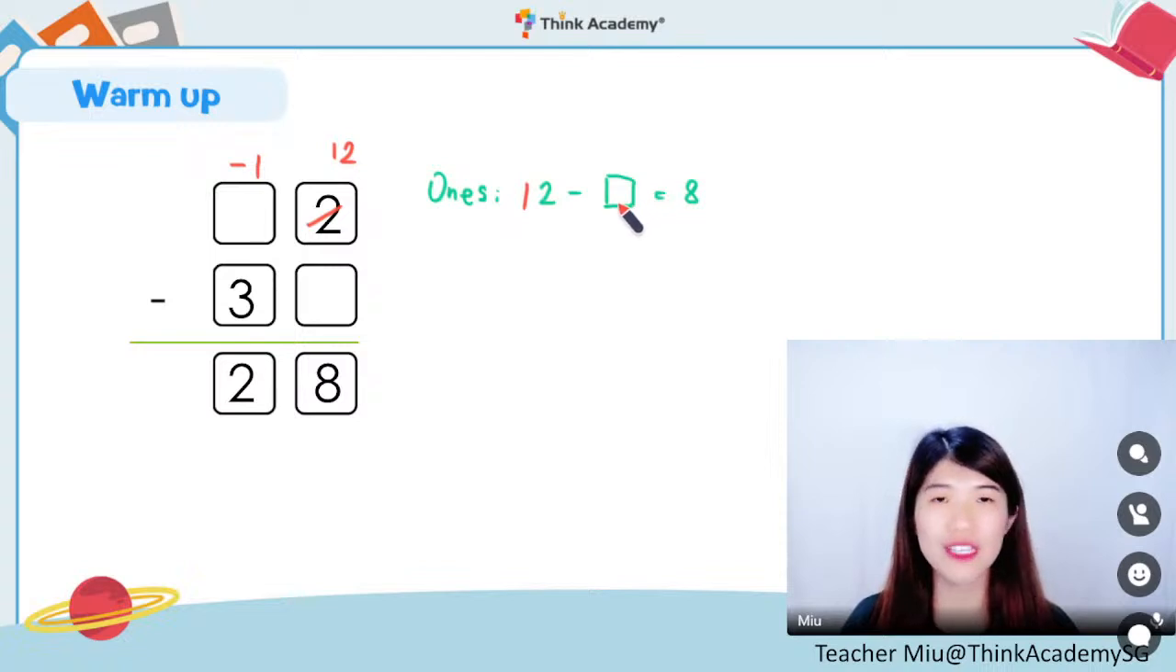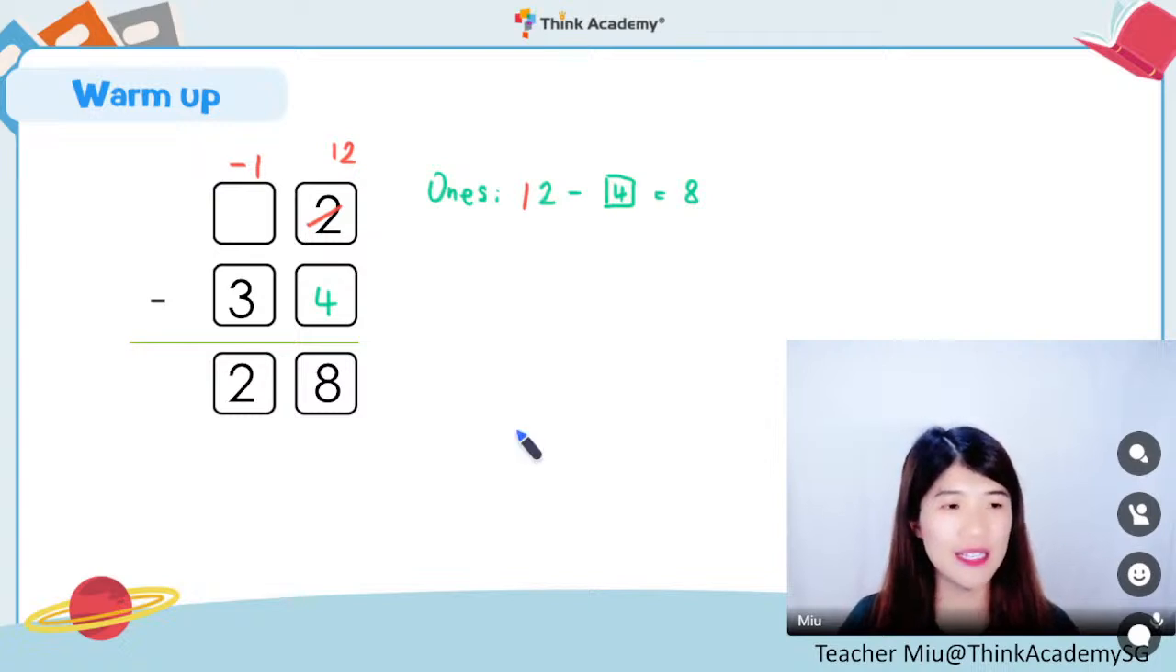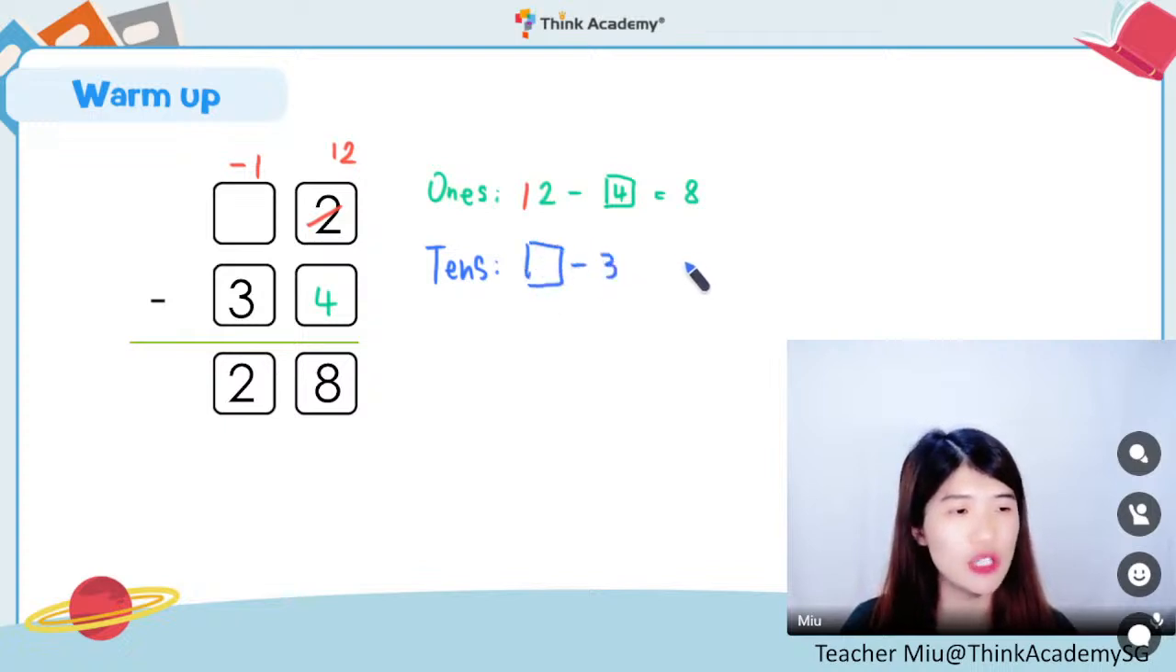So what is that number? What should that number be? That must be a 4, right? Okay, so that should be a 4. What about the next one? Look at the tens place. So from the tens place, you are using a box minus 3 to get a 2. Seriously?